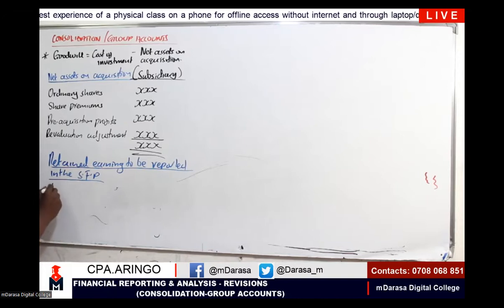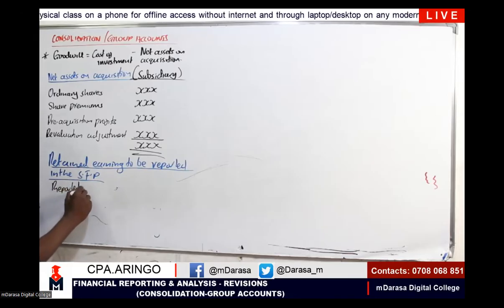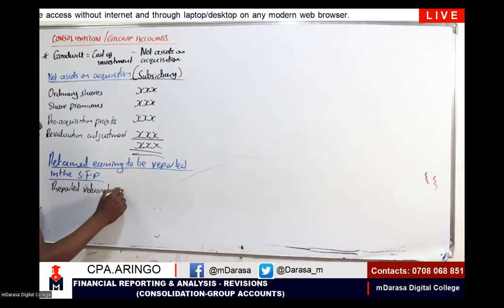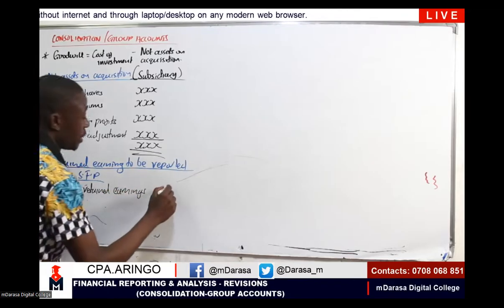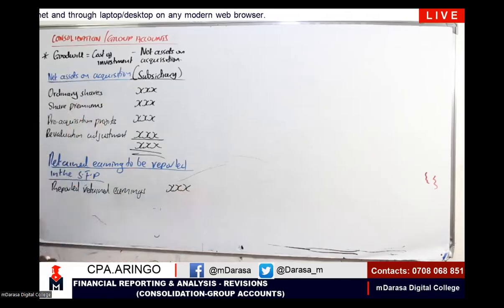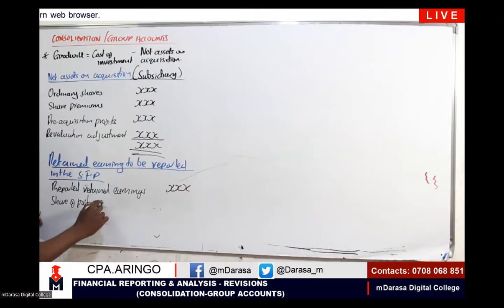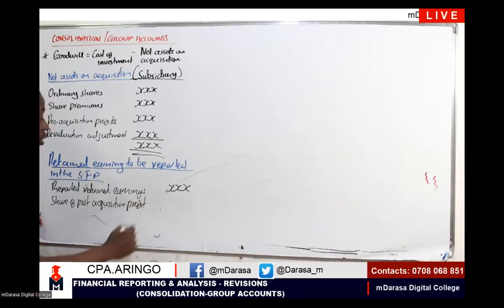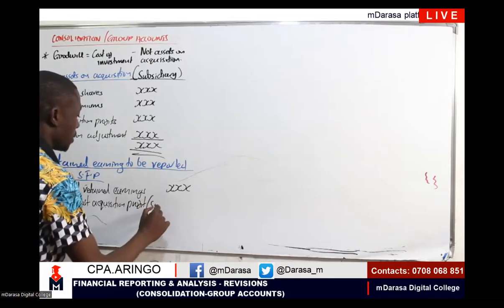So number one, I'll be talking of reported profit, or rather reported retained earnings. Talk about reported retained earnings, the one that you have been given in the paper. Consider your share of post-acquisition profit. This is if you're talking of subsidiary.